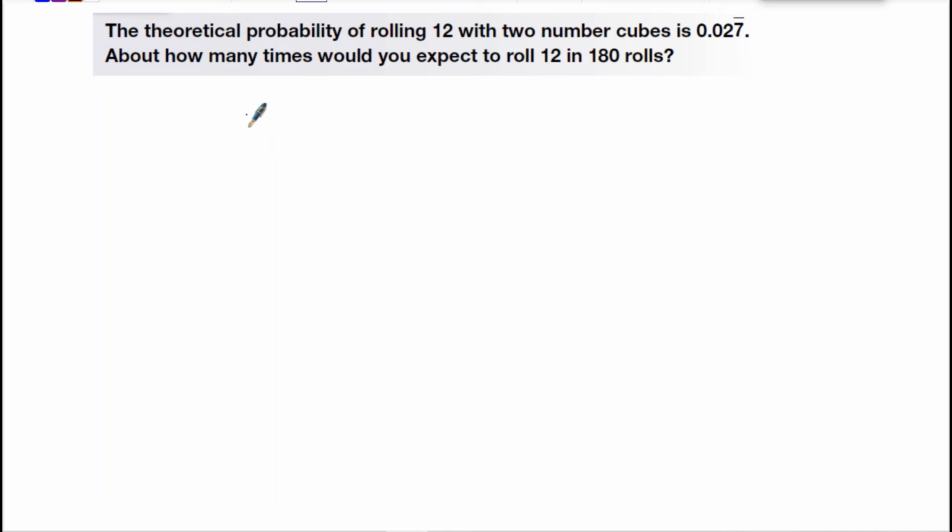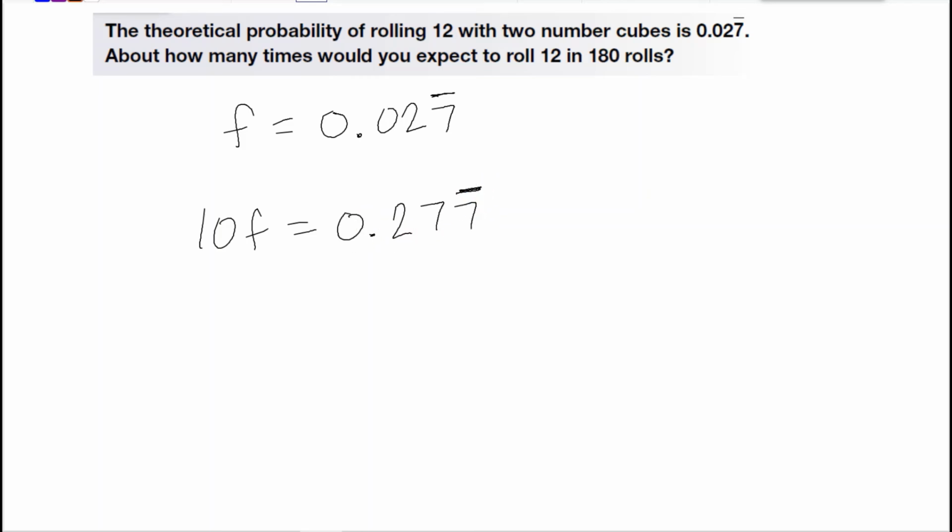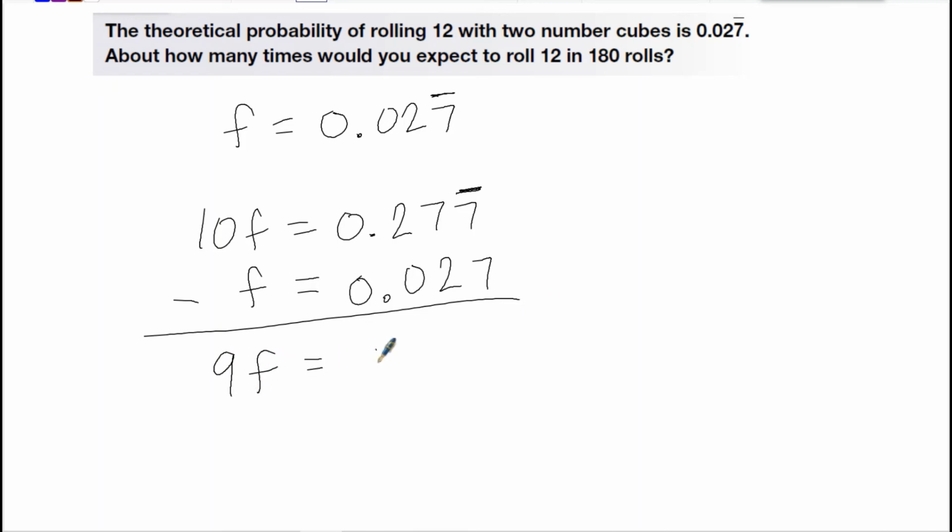So we do f equals 0.027, multiply both sides by 10, so I end up with 10f equals 0.277, with that 7 repeating itself. Then I'm going to subtract the first equation from the second equation, and end up with 9f equals 0.25. Remembering that both these 7's repeat, so it just gets rid of all the other 7's.